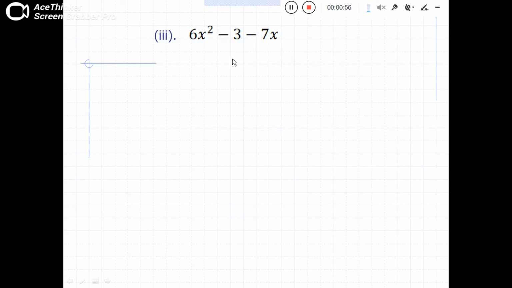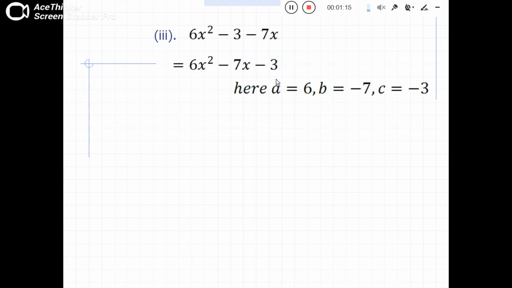So we have to make this polynomial in standard form, which is equal to 6x square minus 7x minus 3. Now compare this equation with the standard form, which is ax square plus bx plus c. So when you compare, you will get a is equal to 6, b is equal to minus 7 and c is equal to minus 3. A is the coefficient of x square, b is the coefficient of x, and c is the constant term.